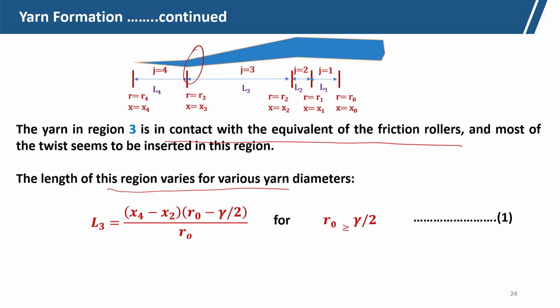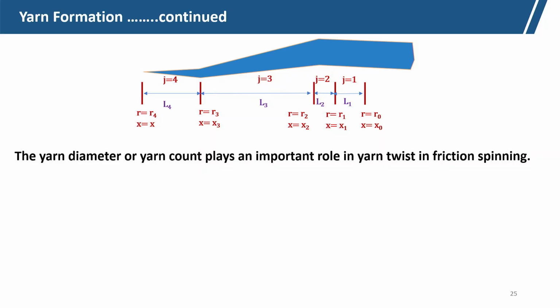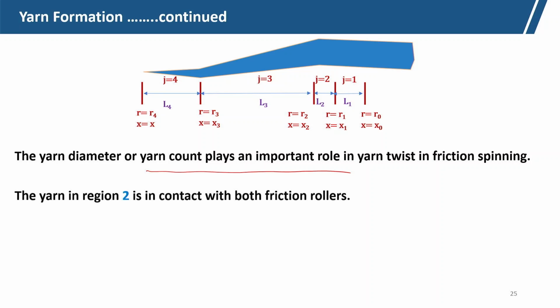Now, this is the condition: L3 equals (x4 minus x3) multiplied by (R0 minus gamma by 2) divided by R0, where R0, the radius of the yarn, is more than or equal to gamma by 2. R0 is the radius of yarn and gamma is the gap between the friction rollers. R0 is variable, so at any point it is the yarn radius. The yarn diameter or the yarn count plays an important role in friction spinning twist insertion.